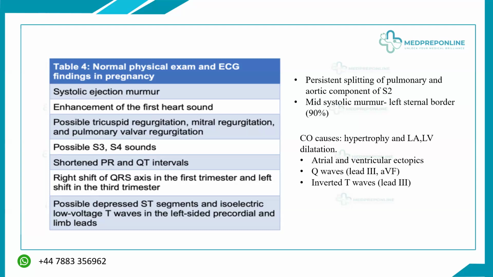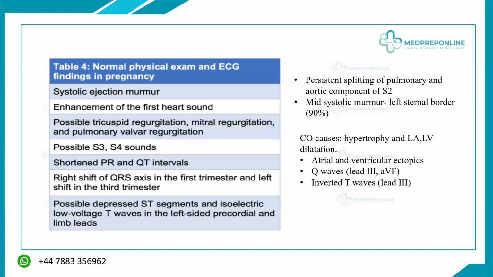So there is enhancement of the first heart sound. You can also encounter splitting of the first heart sound. Some amount of tricuspid regurgitation as well as pulmonary regurgitation is normal in pregnant women. In almost 1/3 of patients you might even find the regurgitation in pulmonary as well as tricuspid valves. Few patients may even develop some amount of mitral regurgitation. You can even encounter loud S3 and S4 sounds. Now in the ECG, there's also persistent splitting, right?